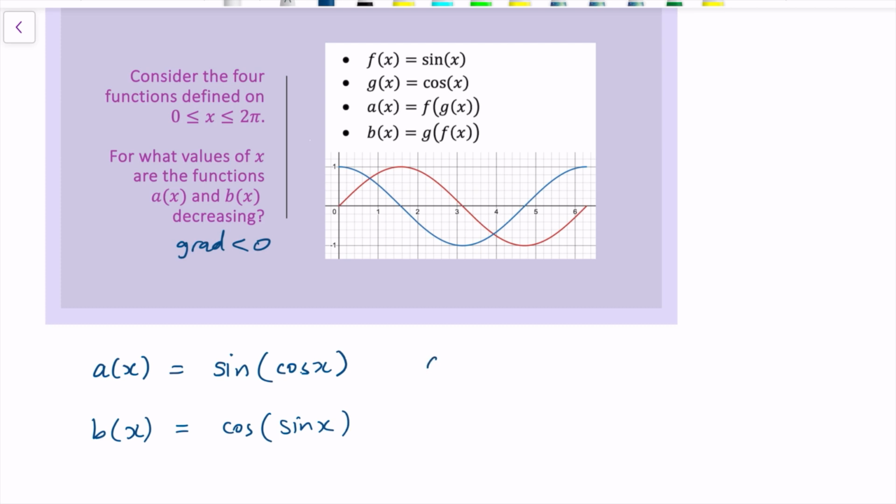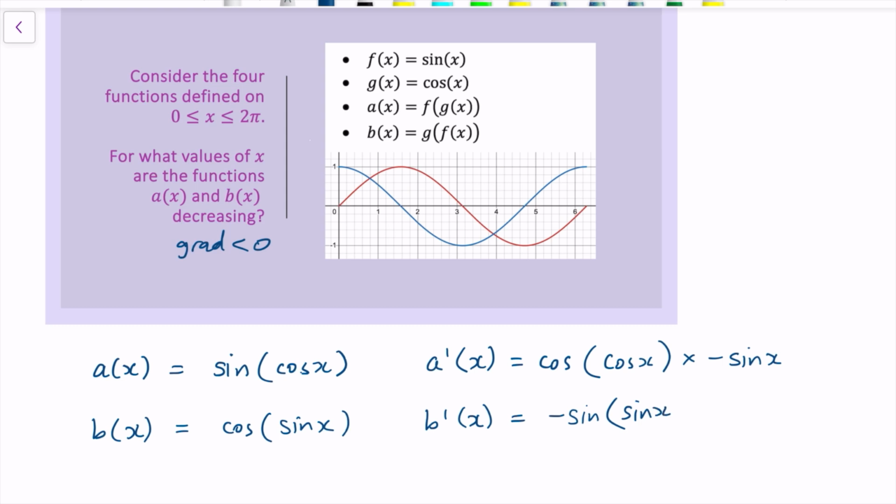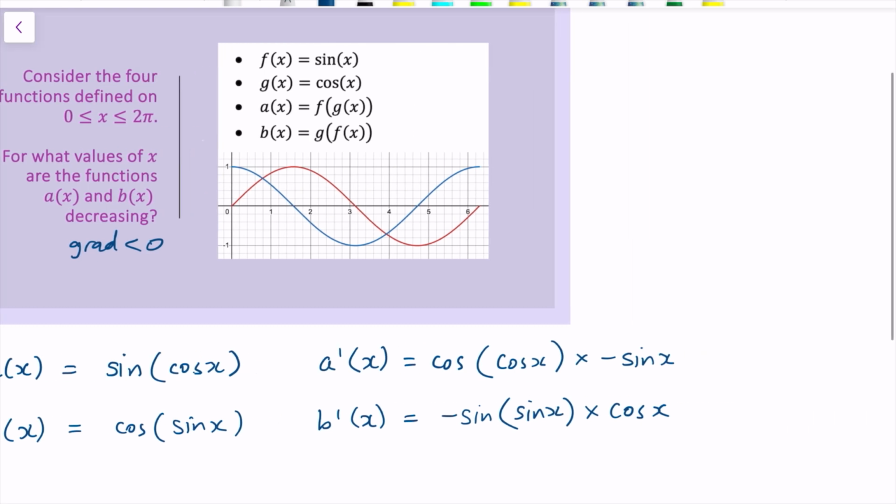And we differentiate these. So a dash of x, the chain rule applies here. Differentiate the outer function, cosine of x, but the inner function stays the same, and then times by the derivative of the inner function, which is minus sine. Likewise for b dash of x, the outer function is cosine, differentiate that to minus sine, the inner function stays the same, and then multiply by the inner function differentiated. And we need to consider for what values of x on the domain of 0 to 2 pi these are decreasing: gradient less than 0.